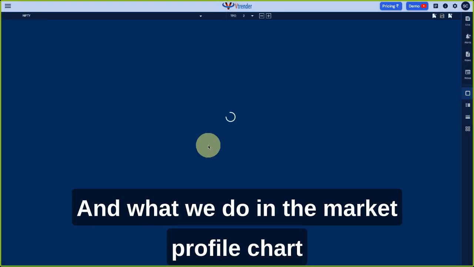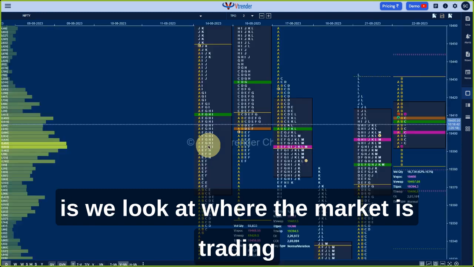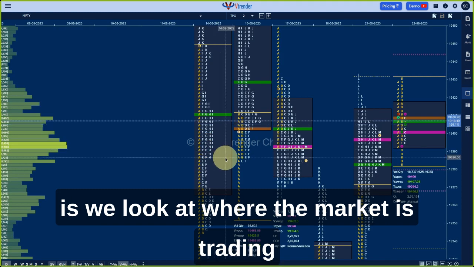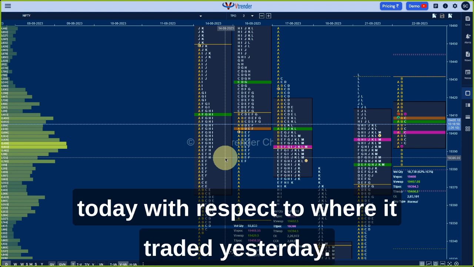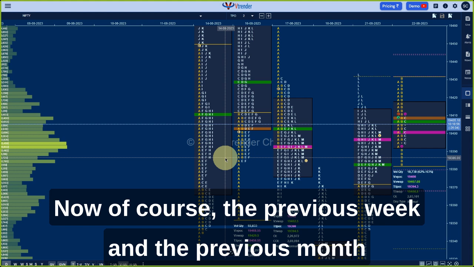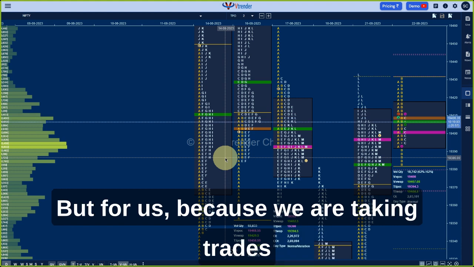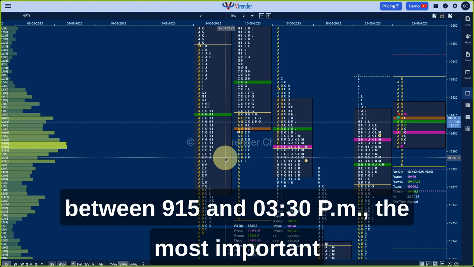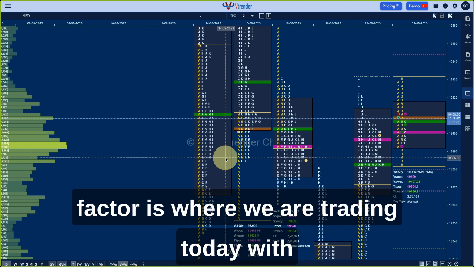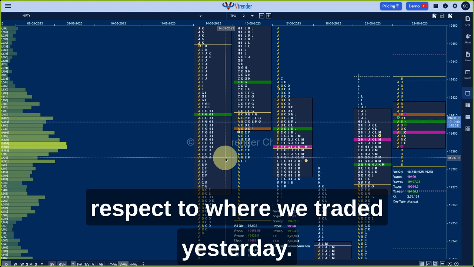And what we do in the market profile chart is we look at where the market is trading today with respect to where it traded yesterday. Now of course the previous week and the previous month and where we are on the yearly cycle also matters. But for us because we are taking trades between 9:15 and 3:30 p.m., the most important factor is where we are trading today with respect to where we traded yesterday.